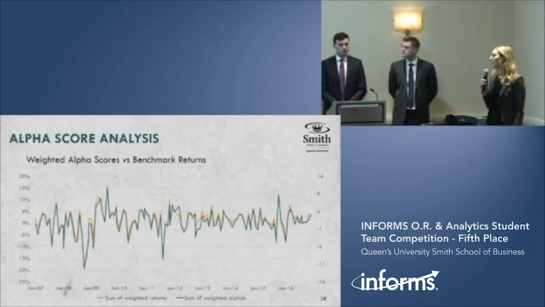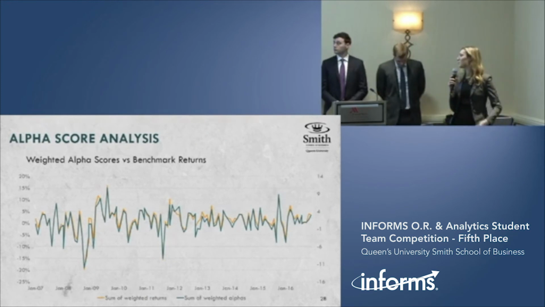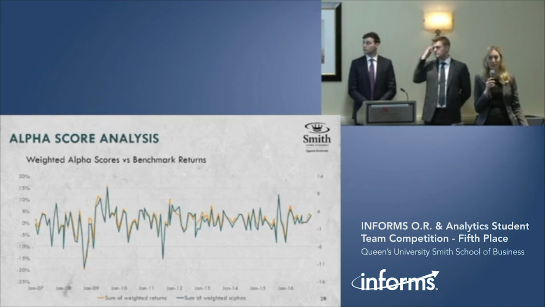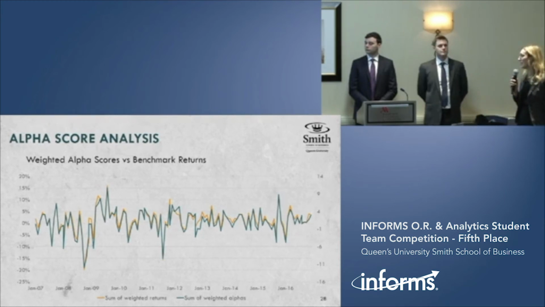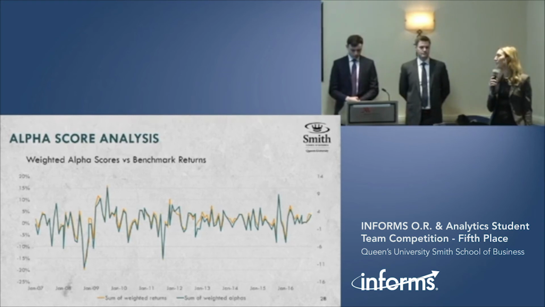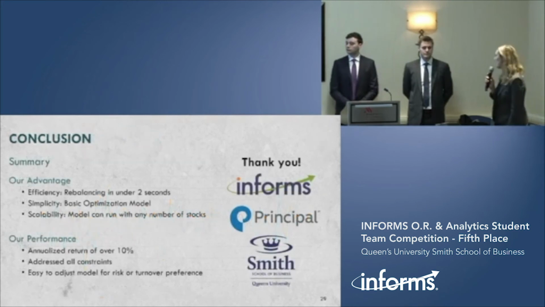We also took a closer look at the alpha scores. Given that our model selects the assets with the highest alpha scores, we wanted to see how well the alpha scores are in predicting future monthly returns. So we plotted them against each other, and as you can see, our alpha scores follow the monthly returns very, very closely, so we're confident in using the alpha scores as an indicator for future monthly returns. I'm going to hand it over to James for a short summary.